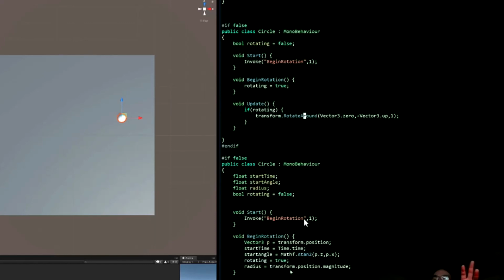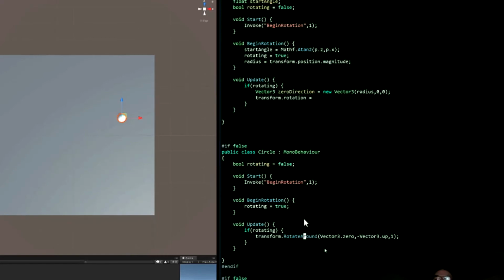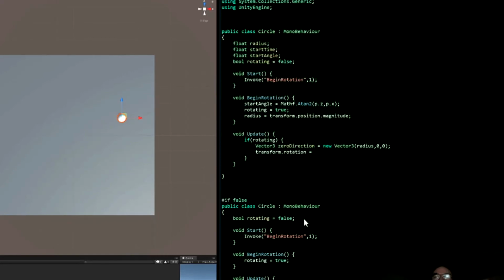Which brings me to another point as well: when I do the rotate around here, I'm also rotating the ball at a subtle point. Maybe you don't want the ball to rotate. Certainly here, the ball's not rotating. That could be annoying if you don't want the ball to rotate here.